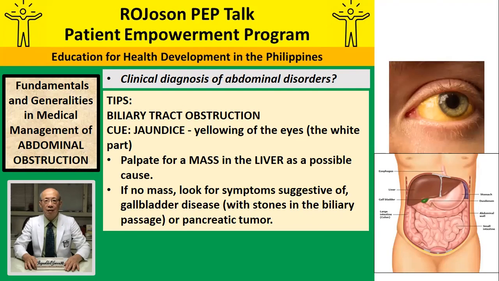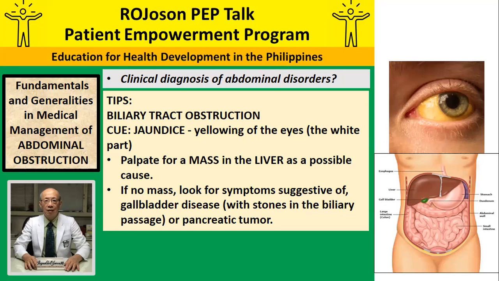So for biliary tract obstruction, again, the first thing to do to analyze for the specific cause will be to palpate for a mass in the liver area. If there is a mass in the upper quadrant, then you suspect the mass as the possible cause, and then check if it's coming from the liver. If it's coming from the liver, most likely that's the specific cause for the biliary tract obstruction.